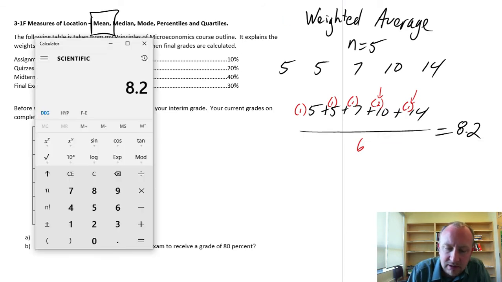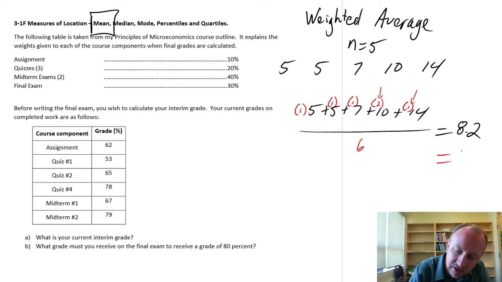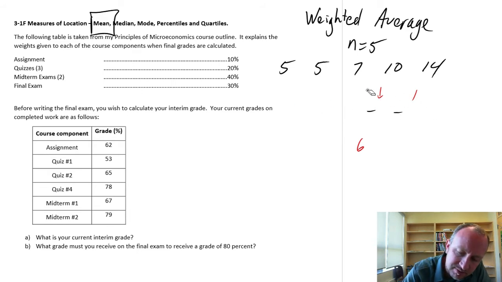If I get my calculator, now this is 5 plus 5 plus 7 plus, now I'm giving 2 times the weight, so 2 times 10 for that 10, plus 14. I divide it not by 5, but by 6. Now I have a new mean of 8.5. So we can give different weights to any number of different observations, and that's what we call a weighted mean.